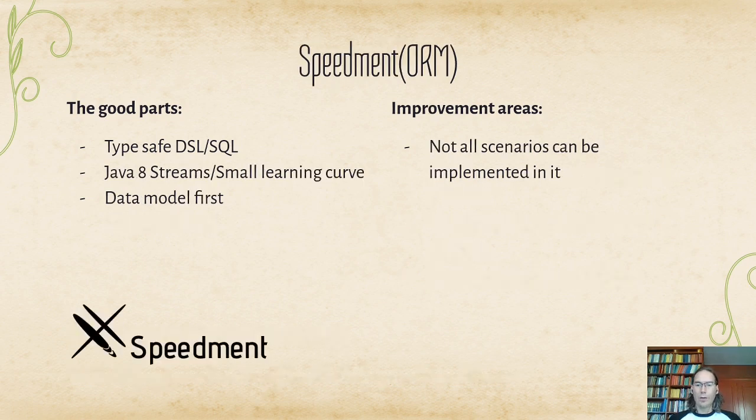Now there is another alternative ORM that is called Speedment. The reason why I bring up this ORM tool is because it's been used successfully. As a Kotlin developer, we can use the best frameworks from the Java world, and one of them is called Speedment, an ORM that also provides type safety, has been created with Java 8 streams in mind, also has a very small learning curve, and is data model first. The improvement area is that some SQL scenarios cannot be implemented with Speedment.